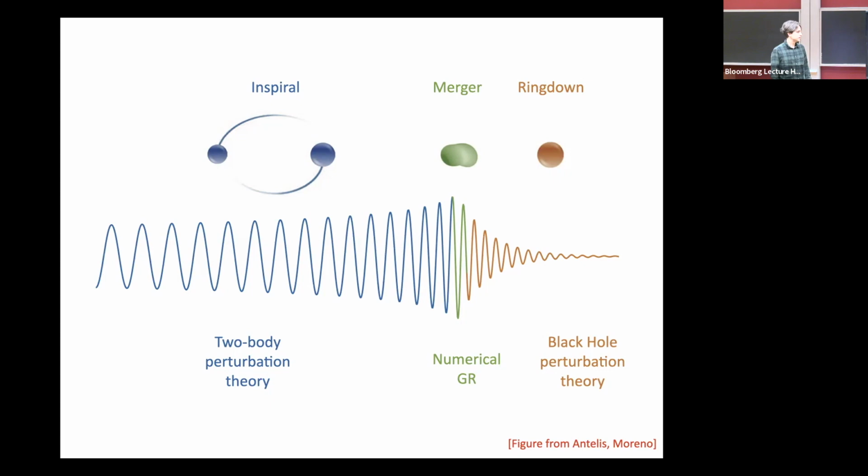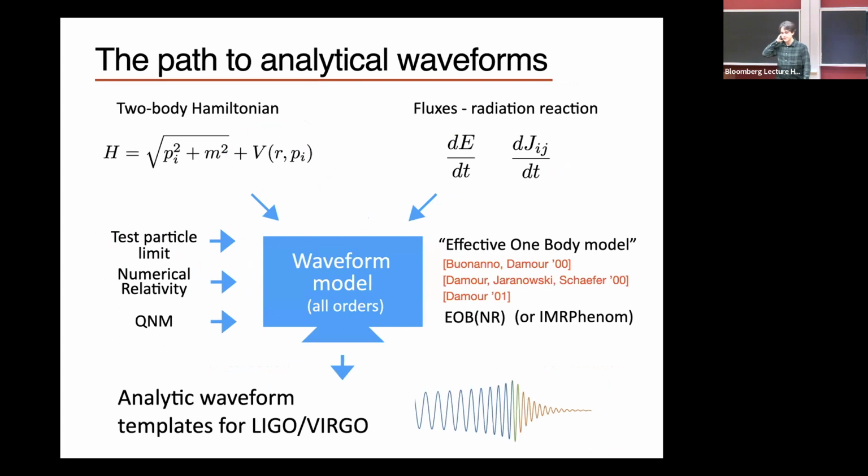So this is the current pipeline to analytical waveforms. There are many inputs that go into these waveform models. For the in-spiral phase, the input is a two-body Hamiltonian, something that describes the interactions between the two objects. And this is some prediction from GR. So there's Newton's potential and corrections to Newton's potential as predicted by general relativity. And there are also some fluxes, which GR also predicts, which are the energy loss and the angular momentum loss of the system, which are related to radiation reaction of the two bodies.